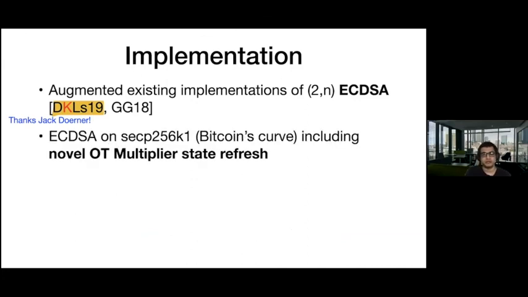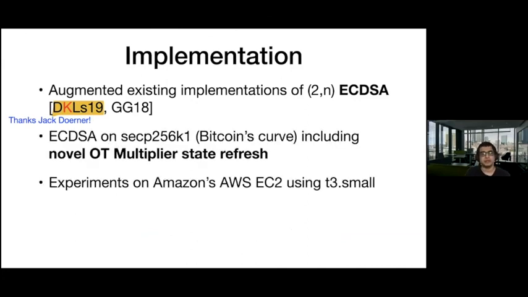So we use the Bitcoin curve, including some novel protocols to refresh the multiplier state for ECDSA, because threshold ECDSA is more complex than Schnorr, but we show how to re-randomize that as well. We ran some experiments and showed that the computation overhead is pretty small, like under 25%.